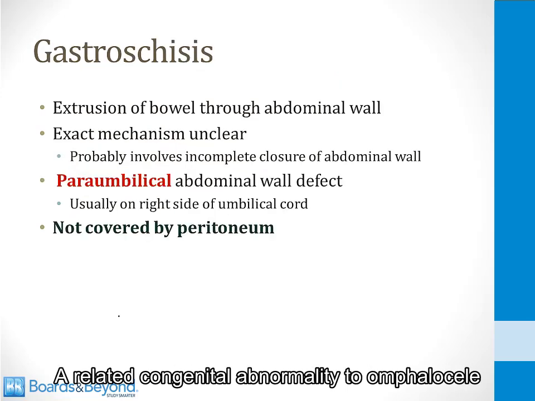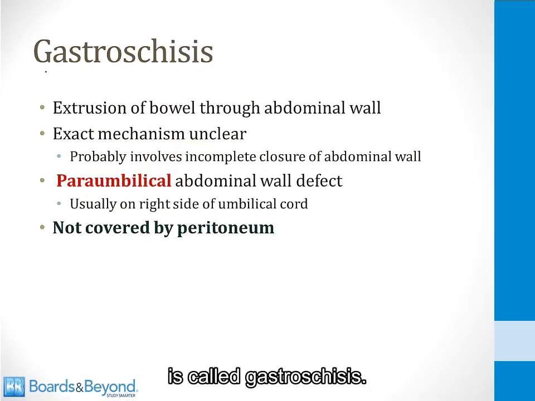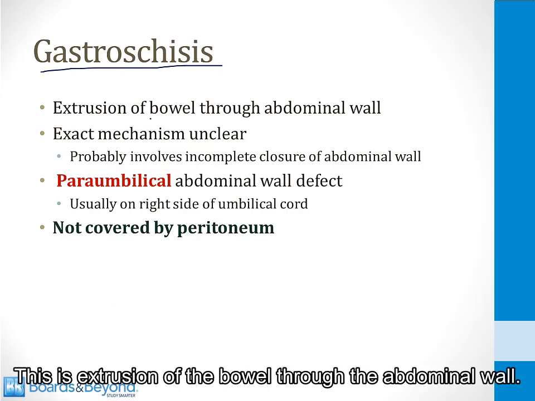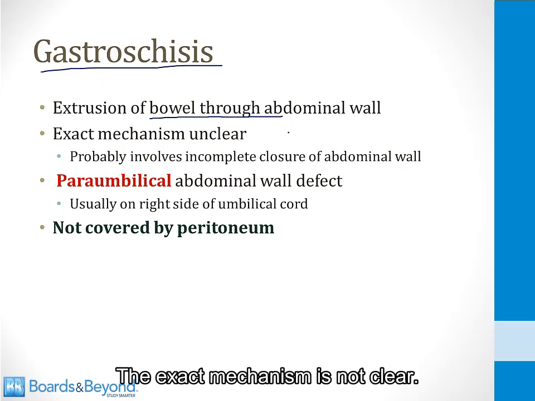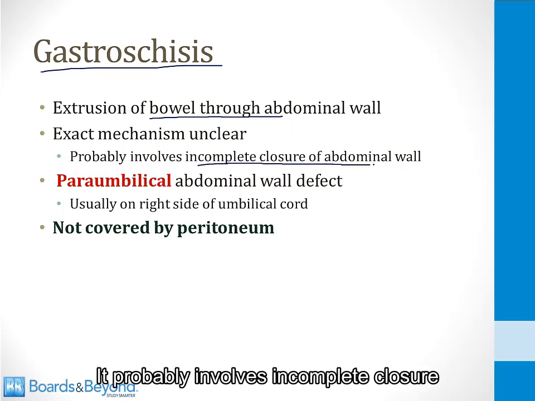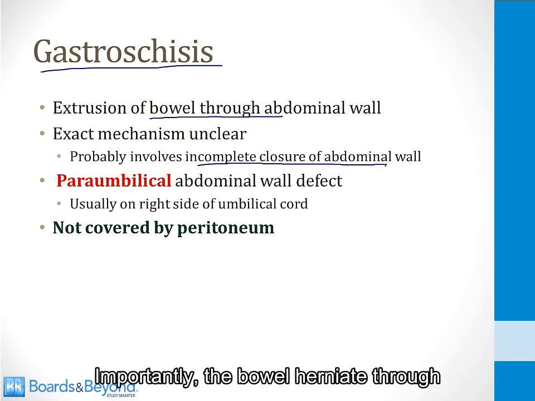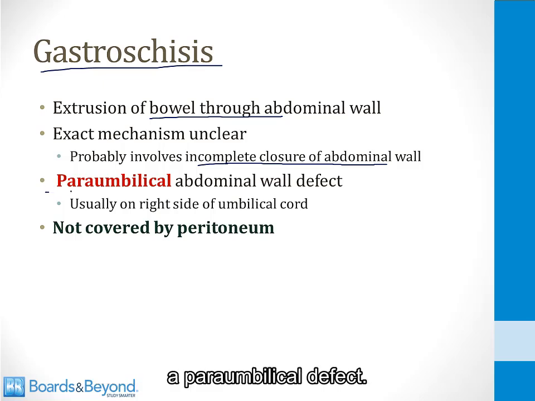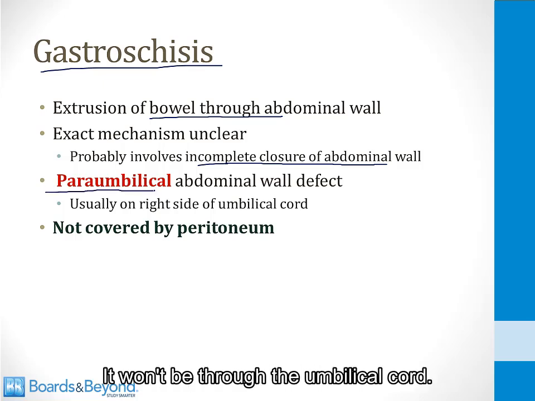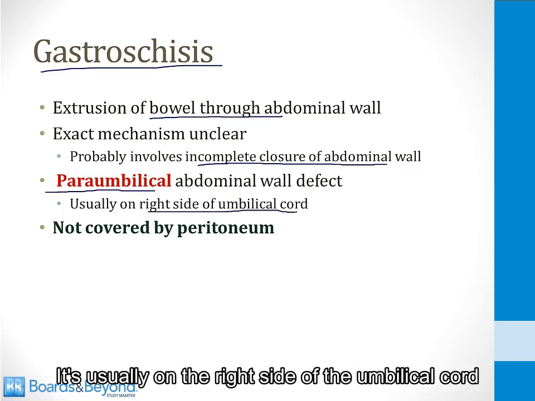A related congenital abnormality to an omphalocele is called gastroschisis. This is extrusion of the bowel through the abdominal wall. The exact mechanism is not clear. It probably involves incomplete closure of the abdominal wall. Importantly, the bowel will herniate through a para-umbilical defect. It won't be through the umbilical cord. It's usually on the right side of the umbilical cord.